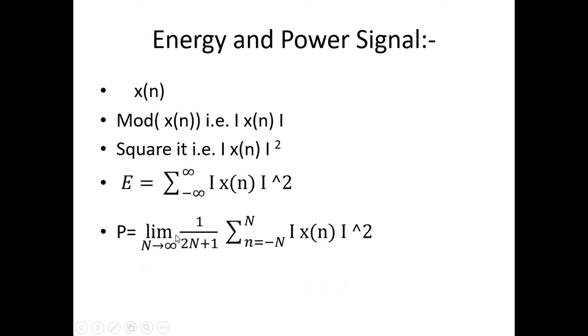Power is calculated using this equation: P equals the limit as n tends to infinity of 1 divided by 2n plus 1, times the summation from n equals minus n to plus n of mod of x[n] squared. So this is our equation of power and this is the equation of energy. Whenever x[n] is given, we put it in these equations, calculate the energy value and the power value, and finally we can conclude whether the signal is an energy signal or a power signal. So let's look at one numerical problem.